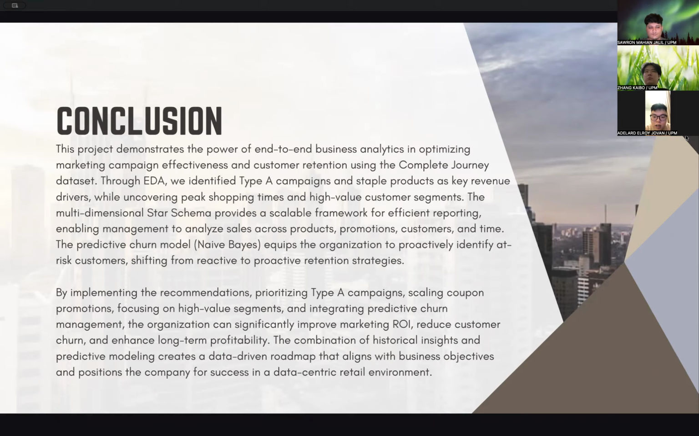In order to improve ROI in general, the combination of historical insights and predictive modeling creates a data-driven roadmap to align with the business objectives that the company has, in order to succeed in a data-centric retail environment.